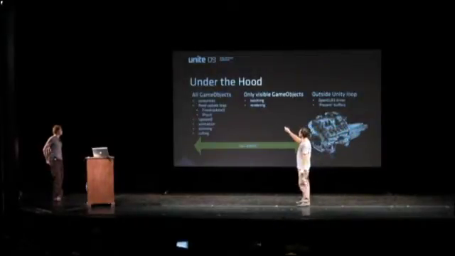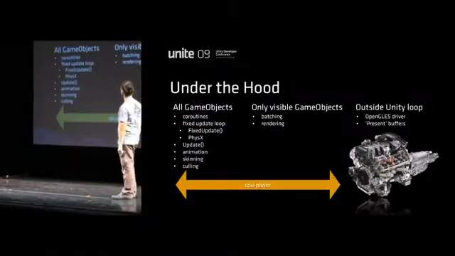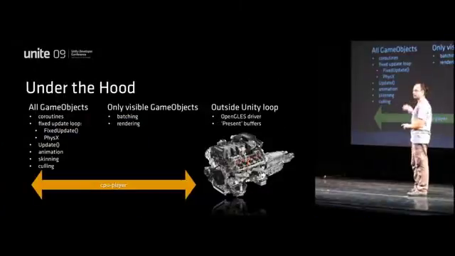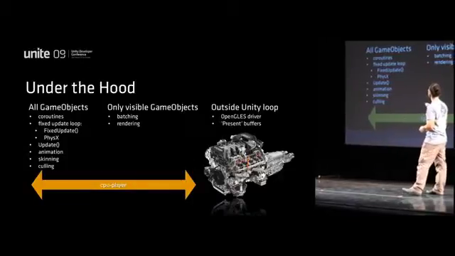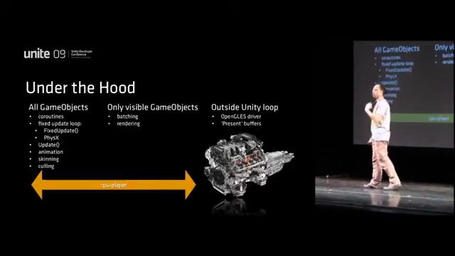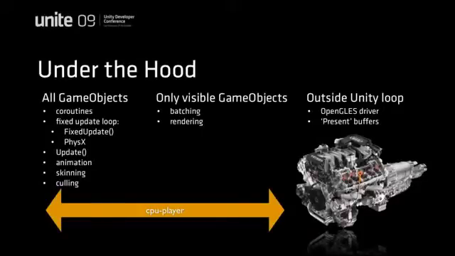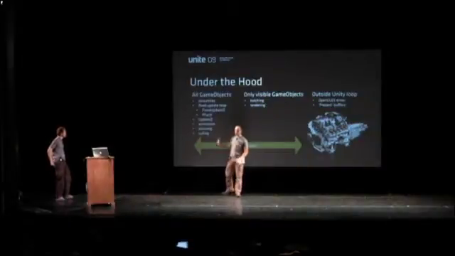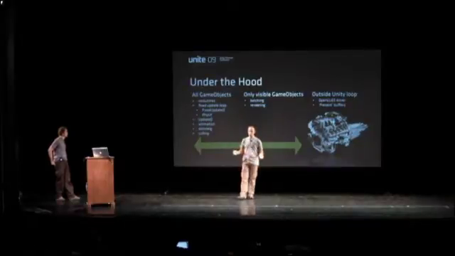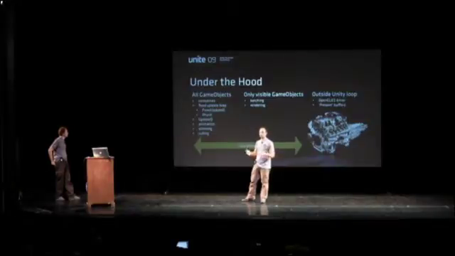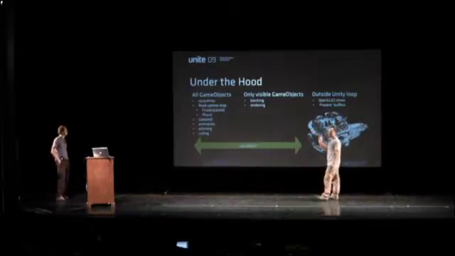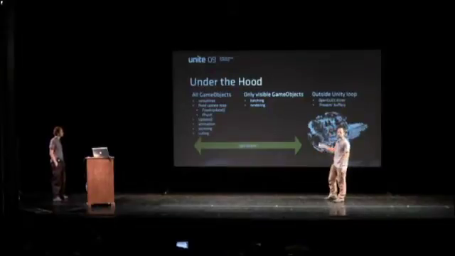And what's inside? Inside, you see those two columns. The first column says all game objects. That means that those tasks will be executed for every game object you have in the scene. So if you have coroutines or fixed updates, they need to be run for all game objects in your scene. The same with physics, which runs for all objects, no matter if you see them or not. The same goes for animation, skinning, and culling, which is the step that culls away objects you don't see. So in order to cull them, you need to go through all objects first. And the second column is batching and rendering. This part is executed only for those objects which are visible.